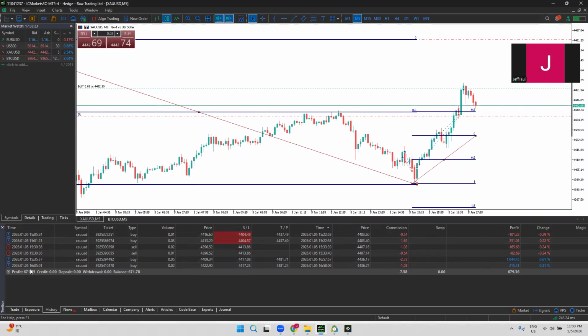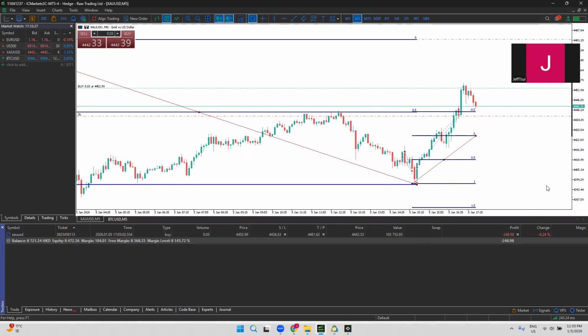Today I made a little bit over 600-something Hong Kong dollars. And probably I will lose this trade, and it's okay. I was still in profit for the day. But long story short, let's talk about the trade that I took, and really dissect what I did right, what I did wrong, and how I can improve it. That's the most important part, right?